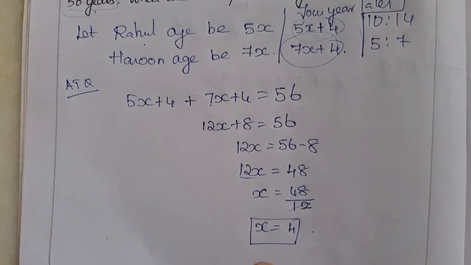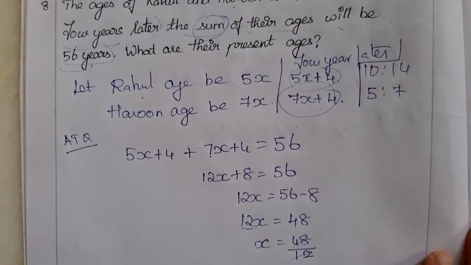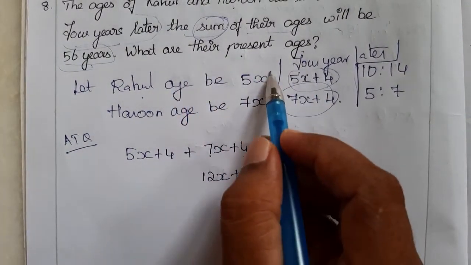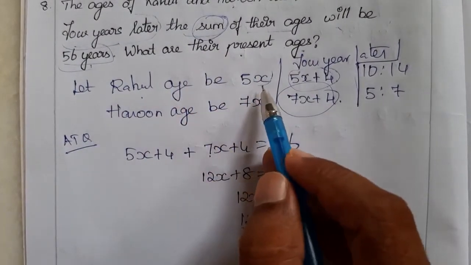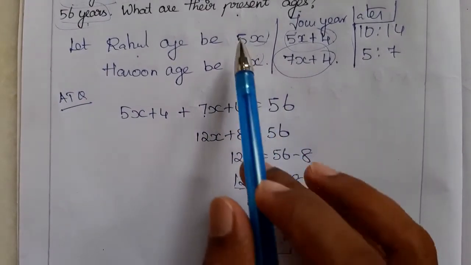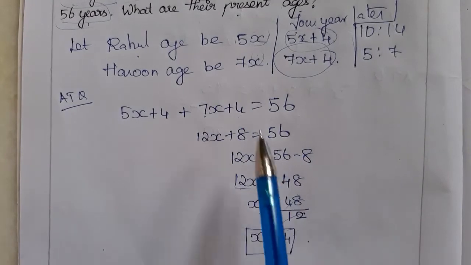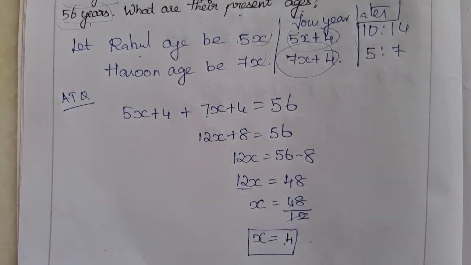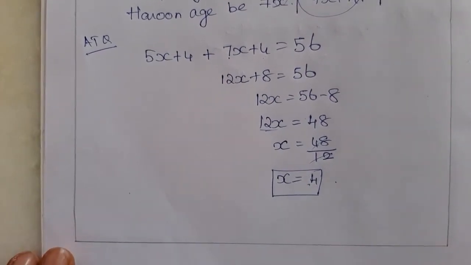So we have found only the common ratio, but they asked us to find the ages, so we have to substitute here. What will be Rahul's age? 5 fours are 20, right? x we found as 4, so 5 fours are 20, and Harun's age will be 7 fours, which are 28.